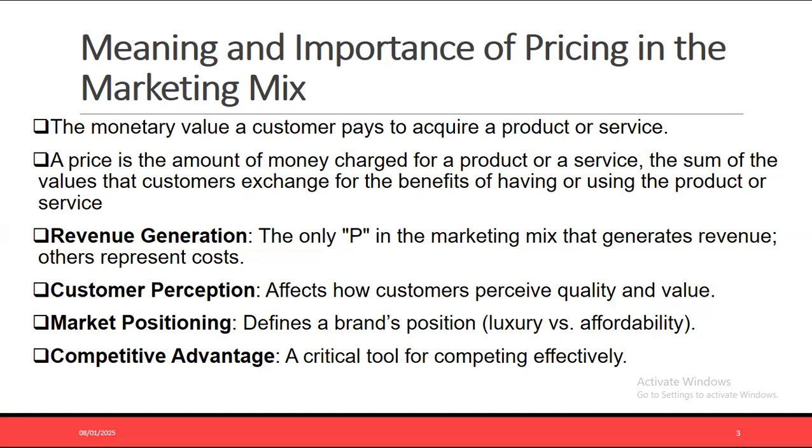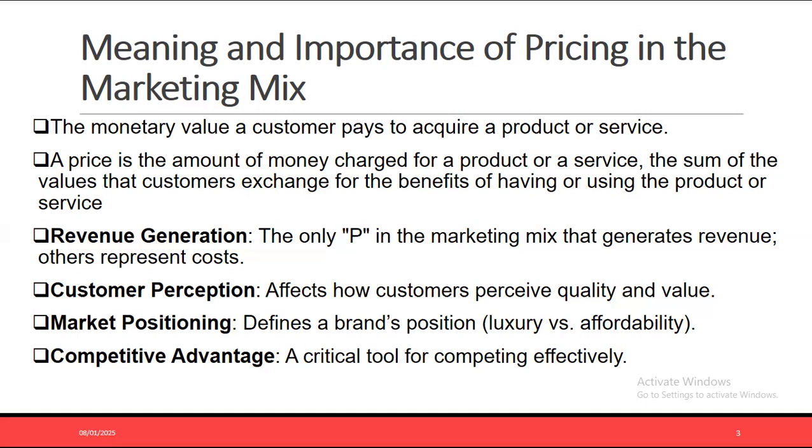Pricing also affects how customers perceive quality and value. All right. We have come to terms with the fact that depending on how expensive an item is, in our minds, we would say if the item is of a high quality or not. So the pricing element influences customer perceptions.